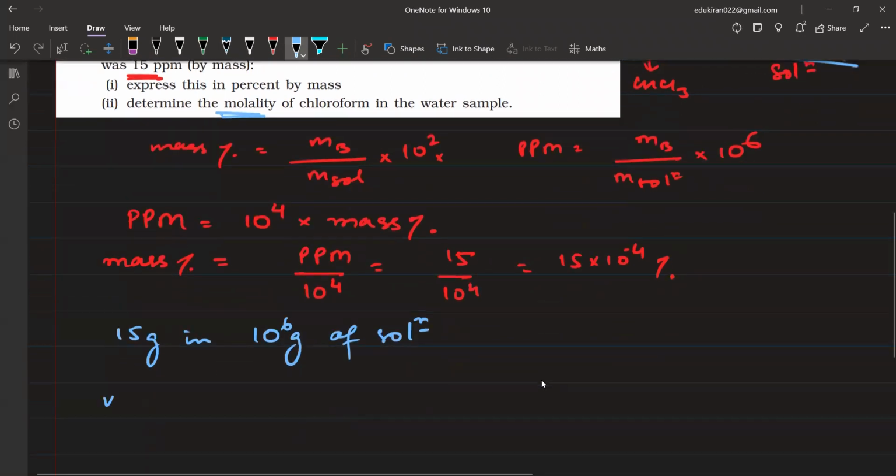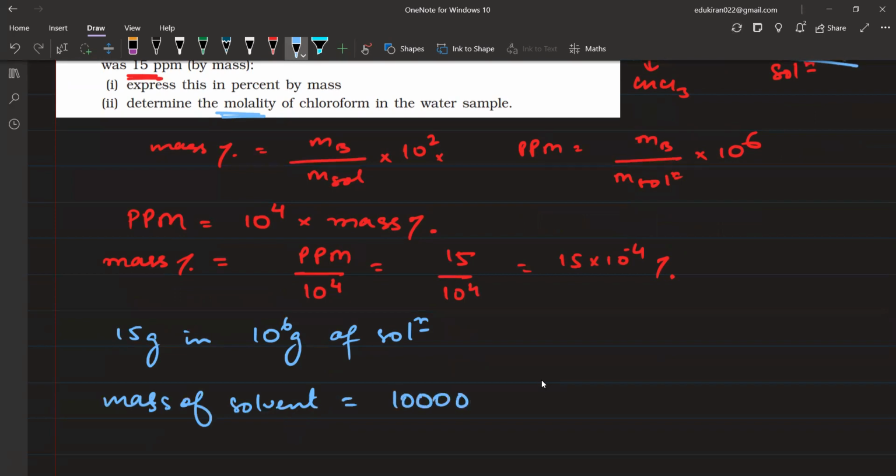now the mass of solvent will be how much? This will be equal to 10 to the power 6 minus 15 in grams. So this will be approximately equal to same thing, 10 to the power 6 only, है ना? 1 million में से अगर आपके पास 1 million रुपया उसमें से 15 निकाल दीजिए, कुछ असर नहीं पड़ने वाला है. Okay, so you will just take this as 10 to the power 6 only in grams, by the way.